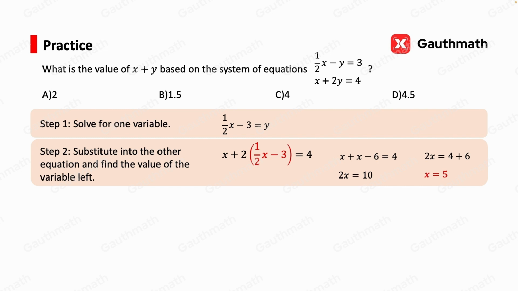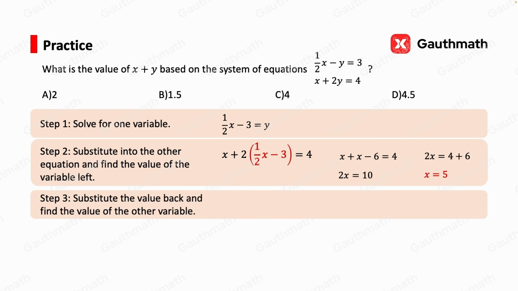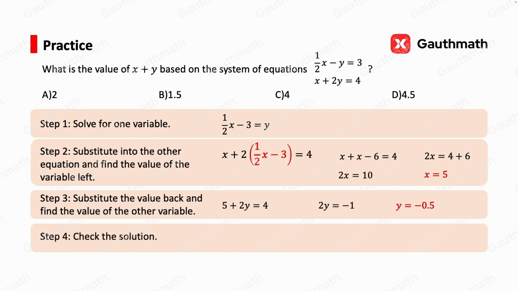Then step 3, we need to find the value of y, right? So substitute the value back and find the value of the other variable, which is y here. So x equals 5, back to any equation, and here we choose the second equation, replace x by 5, and then we solve for y, and y equals negative 0.5. And then step 4, check the solution. So substitute 5 for x and negative 0.5 for y in the original equations. Actually they are the solution. They make both equations true.